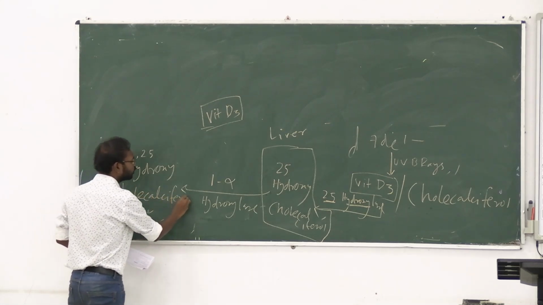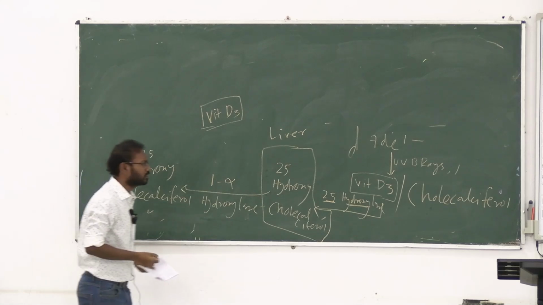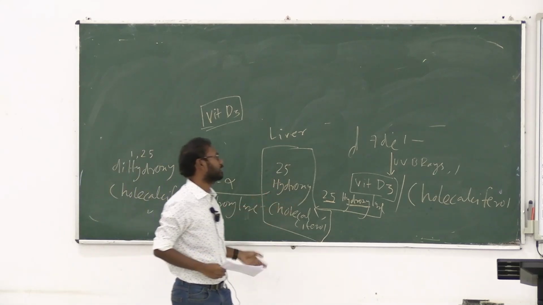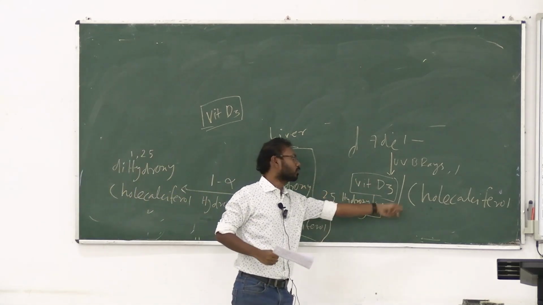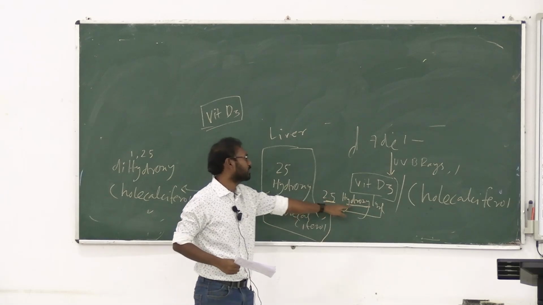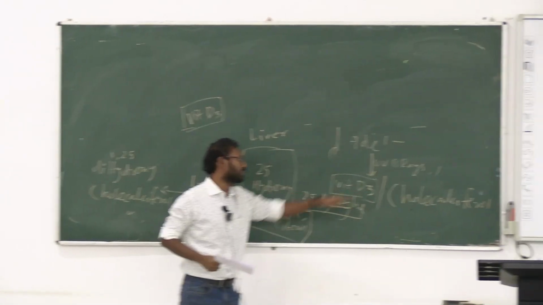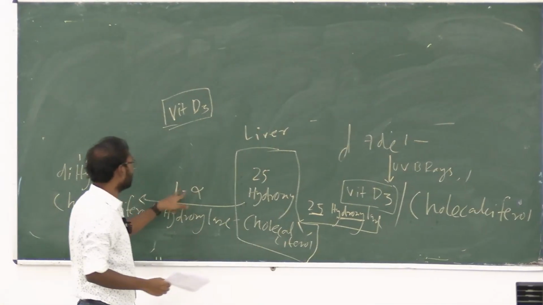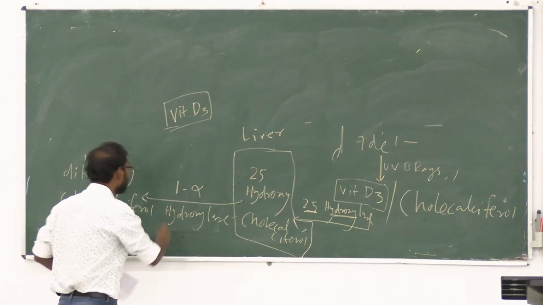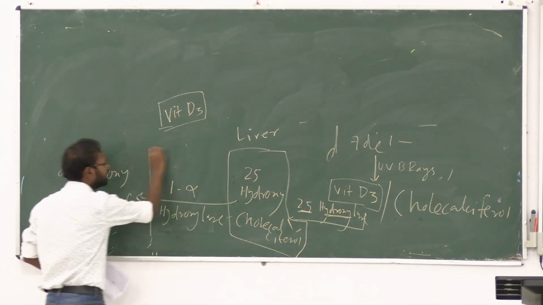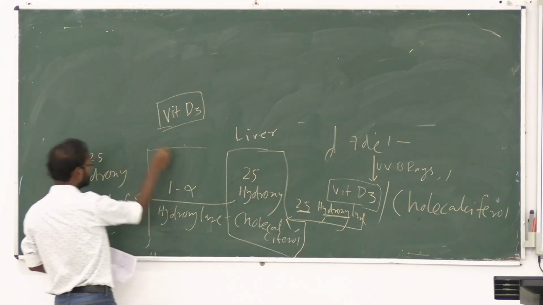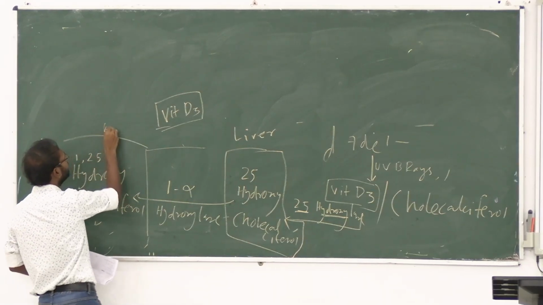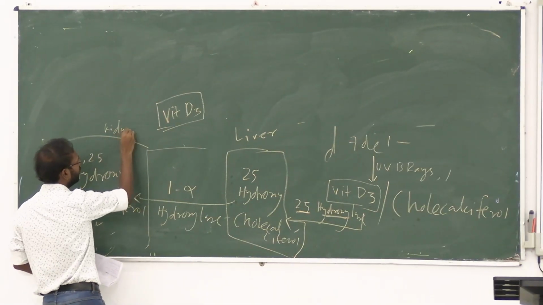If you try to mark it up, you cannot remember. It's very easy if you understand. Once again I am repeating: cholecalciferol, 25 hydroxylase, 25 hydroxy cholecalciferol. Now 25 hydroxy cholecalciferol, 1 alpha hydroxylase. This happens in the kidney, this happens in the liver, and this transformation happens in the kidney. So 2 different organs are coming into function.